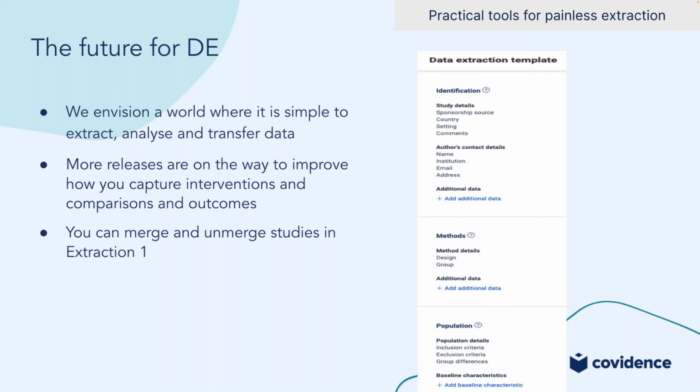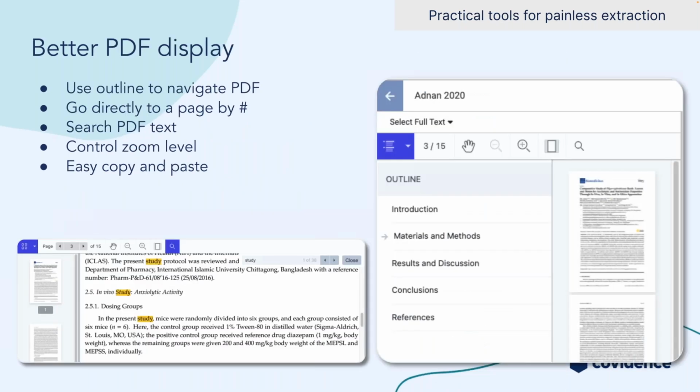So I'm now going to show you another neat thing that we've introduced recently in Extraction, which is an improved PDF experience. Both our extraction tools now have a really great PDF experience in that you can navigate this document much more easily. So when you're in extraction in Covidence and you see your form over on the right hand side and your study on the left, you can now switch to an outline view where you can very easily see the page that you need to zero in on to extract the information that you need.